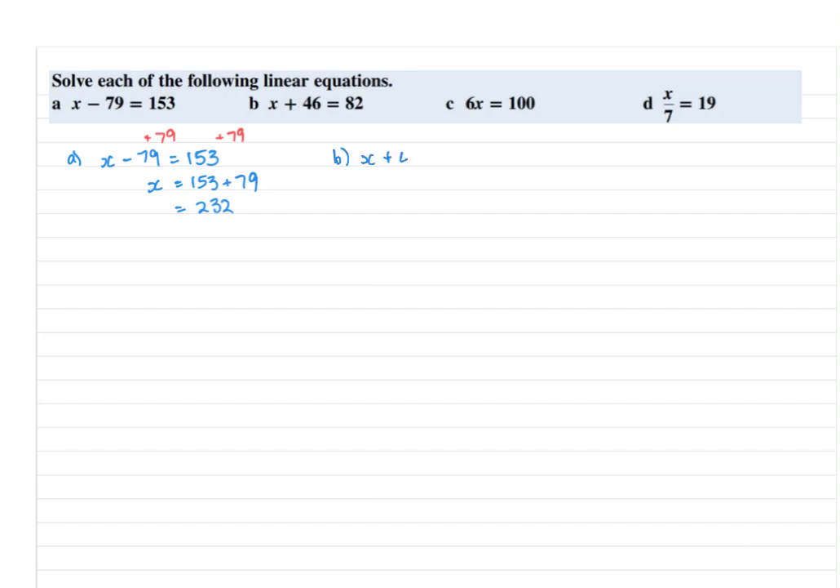x plus 46 is equal to 82. Well, the opposite operation of addition is subtraction, so we subtract 46 on both sides, which means that x is equal to 82 minus 46, which is 36. See?